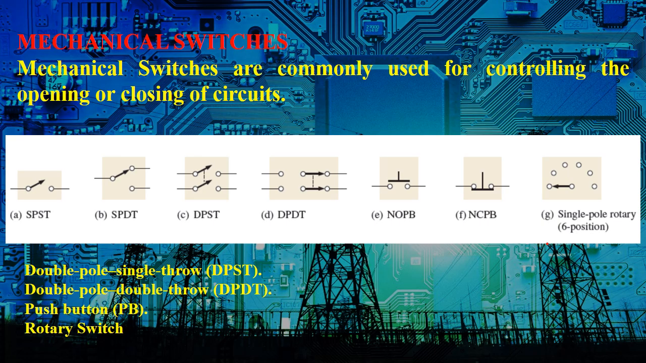SPST, single pole, single throw. SPDT, single pole, double throw. DPST, double pole, single throw. DPDT, double pole, double throw. NOPB, normally open push button. NCPB, normally closed push button, and single pole rotary switch, similar to the one for a fan regulator.